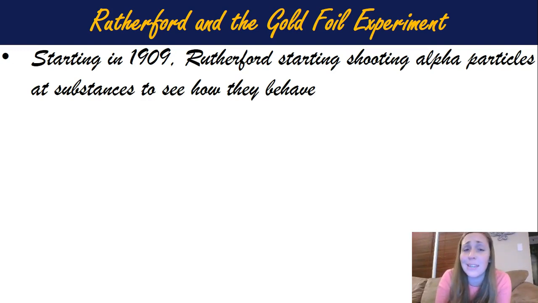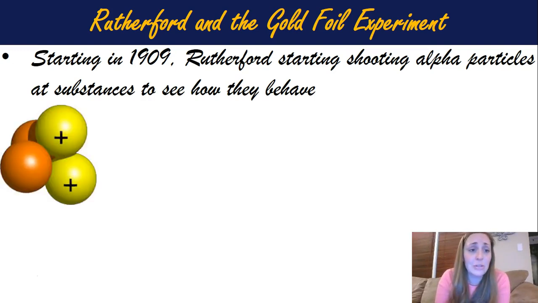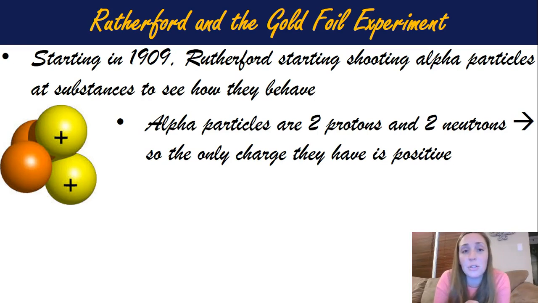So the first thing we need to discuss is what the heck is an alpha particle? This is the image of what we can imagine an alpha particle looks like. Alpha particles are two protons and two neutrons. Since protons are positive and neutrons have no charge, the only charge in this is positive. Also, keep in mind, out of subatomic particles, which are really small, alpha particles have four large subatomic particles, so they are fairly big. Basically, this is a helium nucleus and no electrons in it.